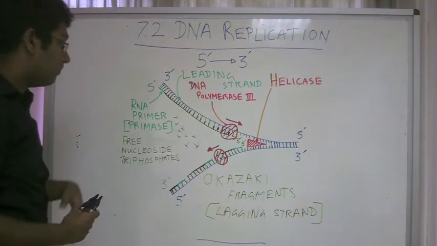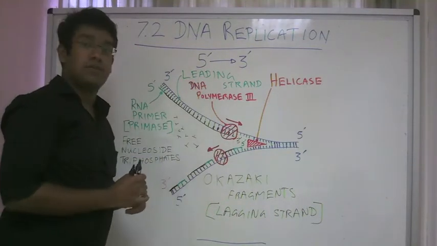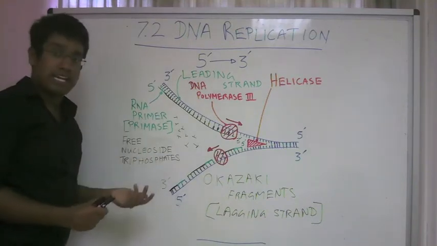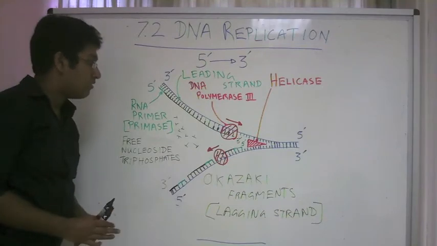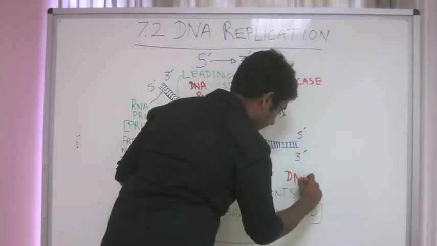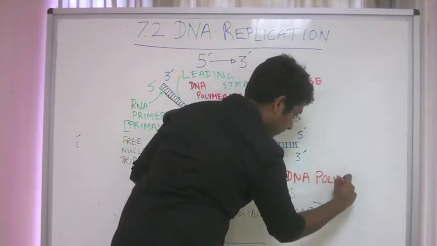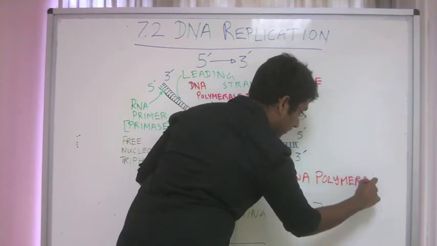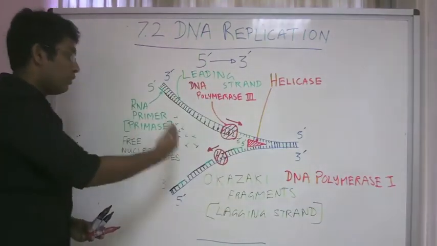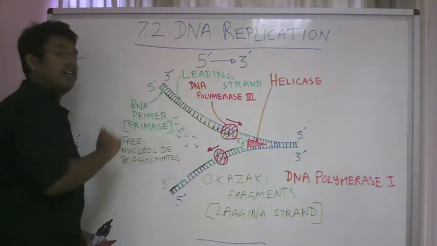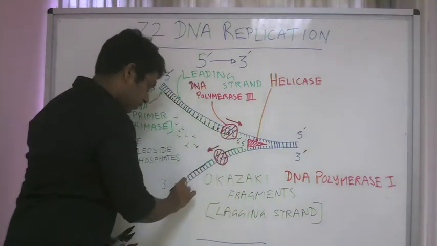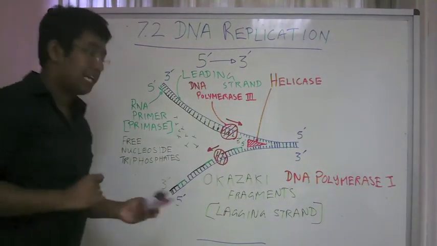Okay? Now, once this much has been completed, there are two more enzymes which come into play just before replication is completed. Of the two enzymes, the first to come into play is DNA polymerase I. Now, you will notice that there is a short primer made of RNA on the leading strand and several short primers made of RNA on the lagging strand.